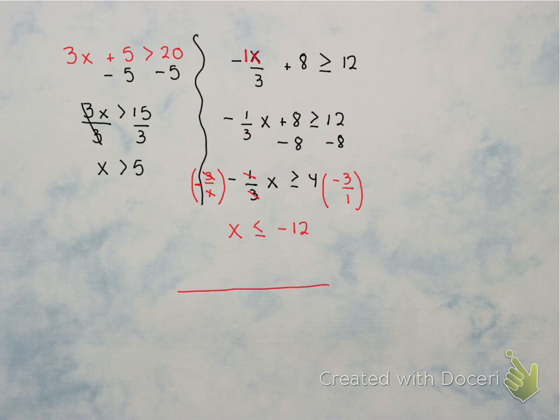So now x is less than or equal to negative 12, okay? If we did have to graph that on a number line, remember, less than or equal to has a filled in hole, and the numbers less than negative 12 go to the left. Okay, very simple.